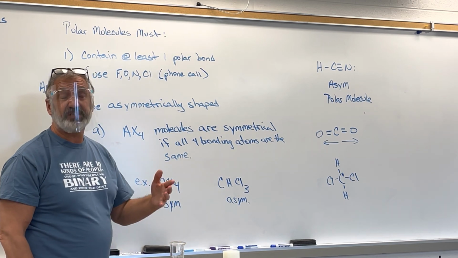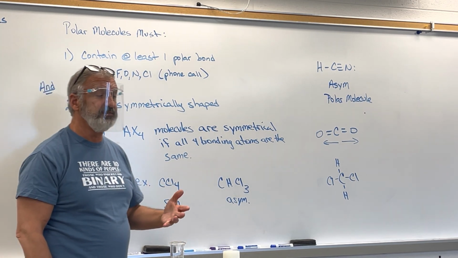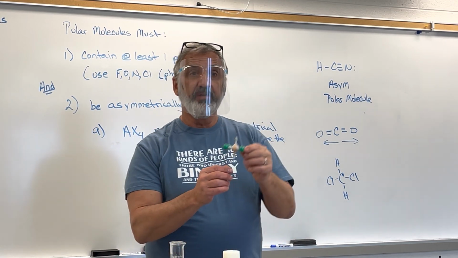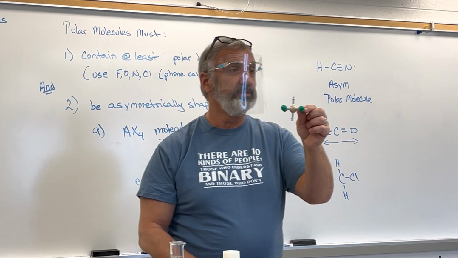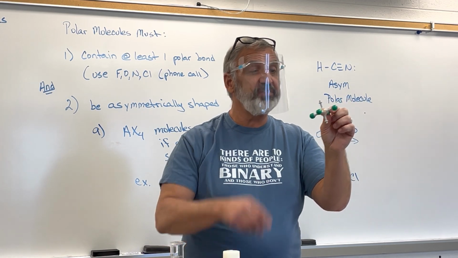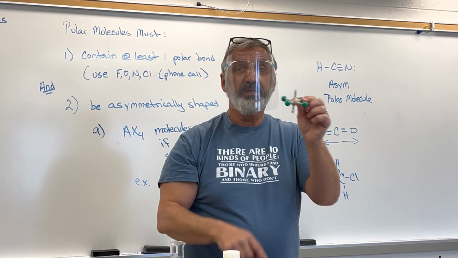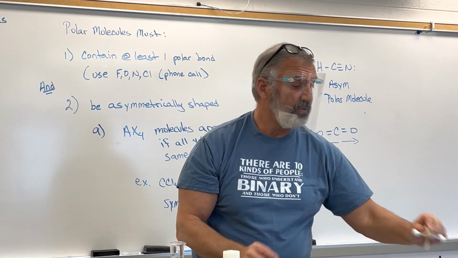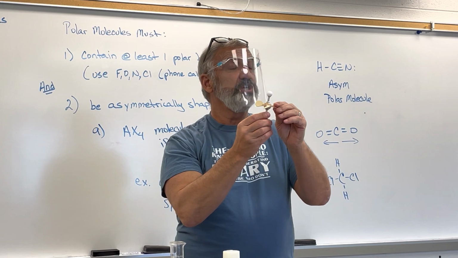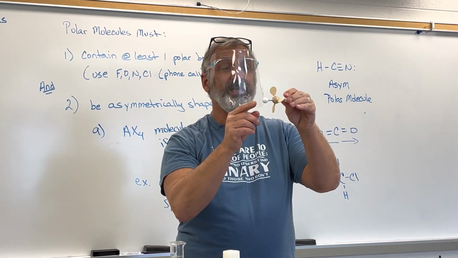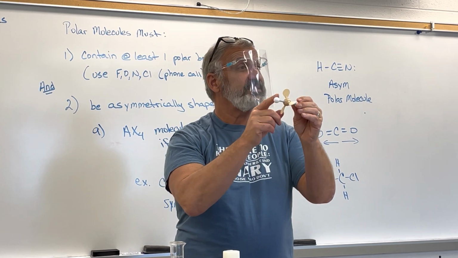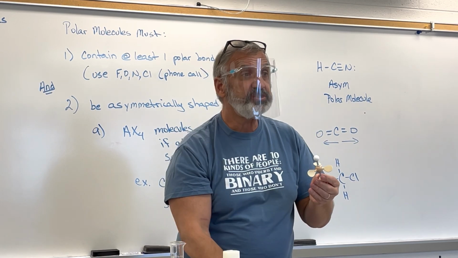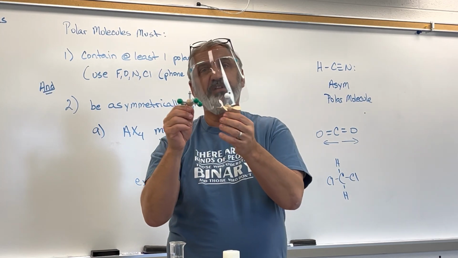Now there are two exceptions to molecules that have lone pair on the central atom, but they're still symmetrical. AX4E2: if the X's are all the same, it's a symmetrical molecule even though there are two lone pair on it. The other one is AX2E3. It's going to be linear. That's going to be symmetrical as long as the two bonding atoms are the same. So those are two exceptions to the rule of lone pair.